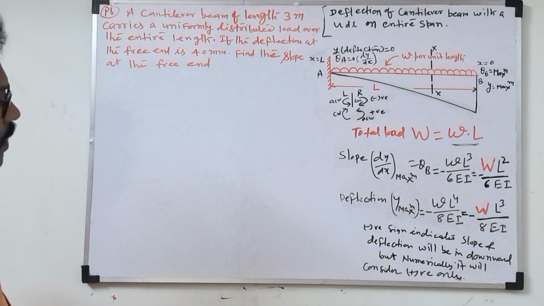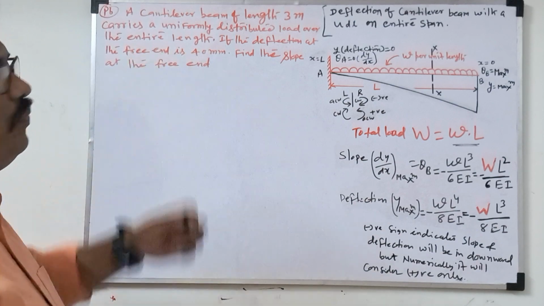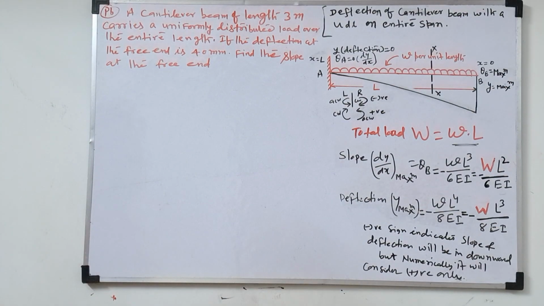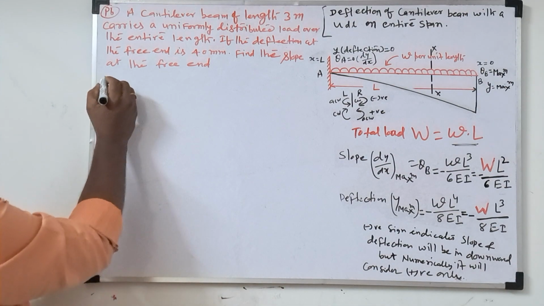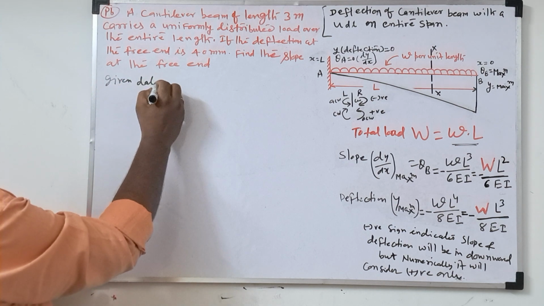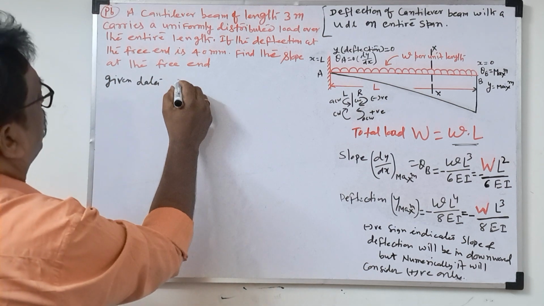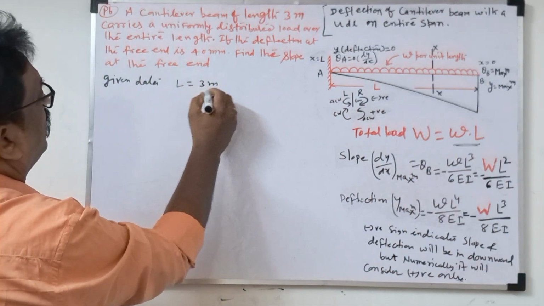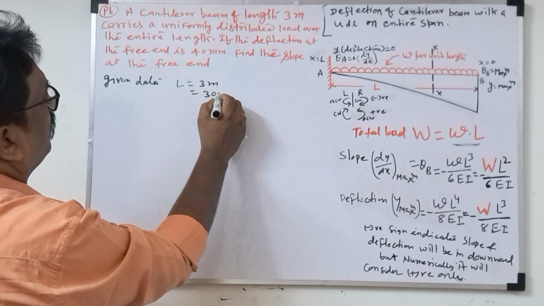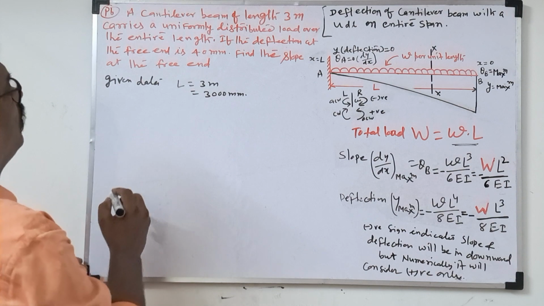So in this particular problem, how will we solve? If you know the formula, we can solve this problem within 3 to 4 minutes. So first we will write the given data here. The given length is equal to 3 meters. If we multiply by 1000 to convert to mm, the length will be 3000 mm.